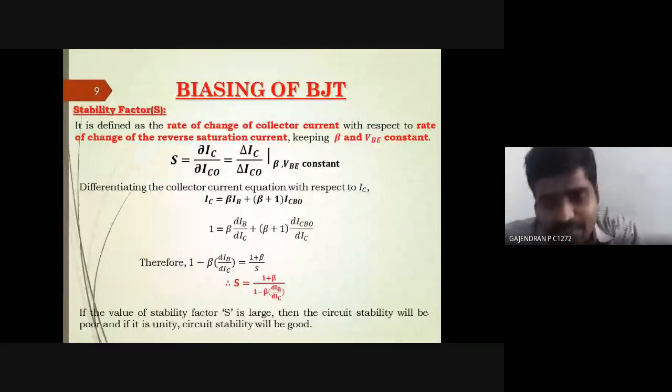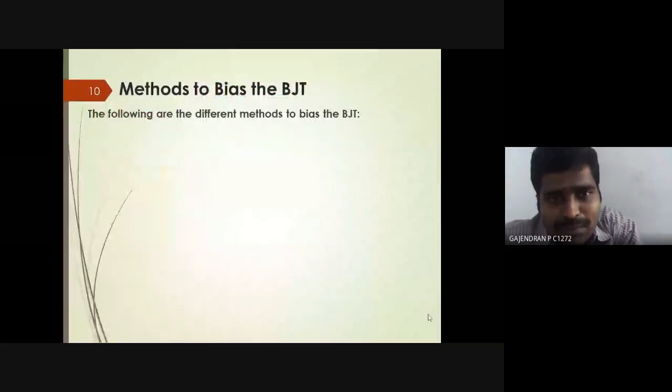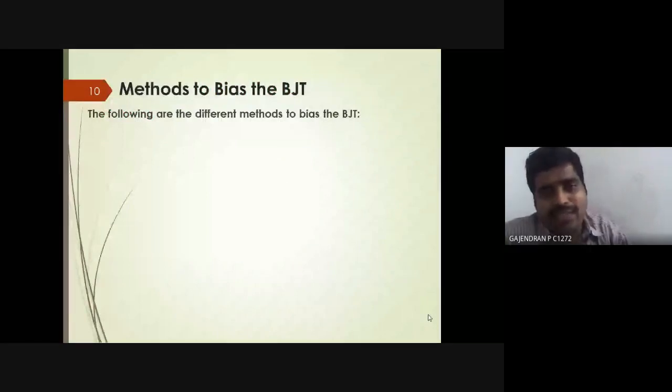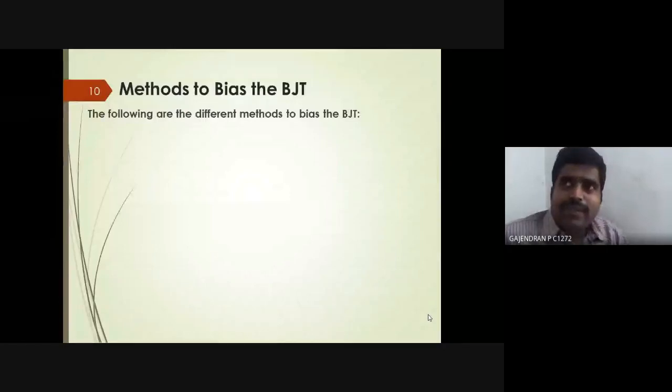Now, methods to bias the BJT. Next title, please take down this: Methods to bias BJT. What are all the methods we showed in the initial classes? Can anyone recollect and tell me? Have we seen different types over there, or did we simply say that we have types?